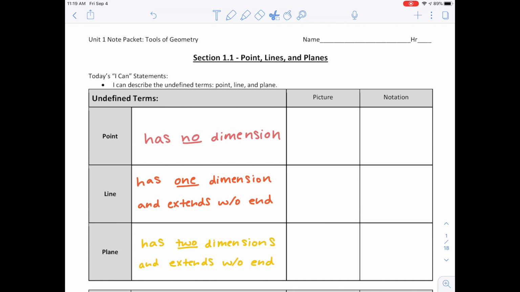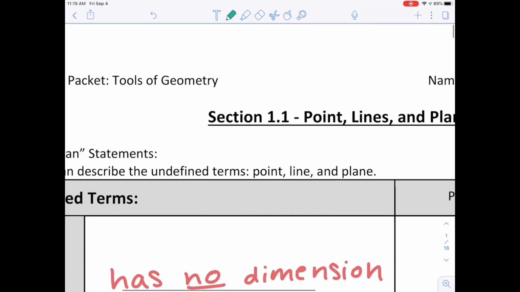Hello students, and welcome to section 1.1, points, lines, and planes. Today's I can statement is I can describe the undefined terms, point, line, and plane, and then we will also be answering questions and thinking more deeply about these three concepts. So point, line, and plane are actually what are considered to be undefined terms. And that means in mathematics, they have no formal definition.